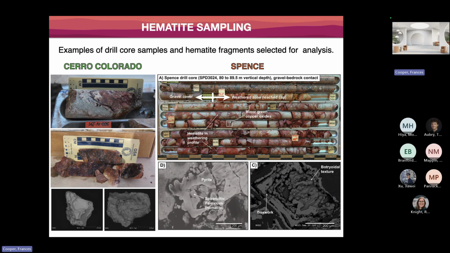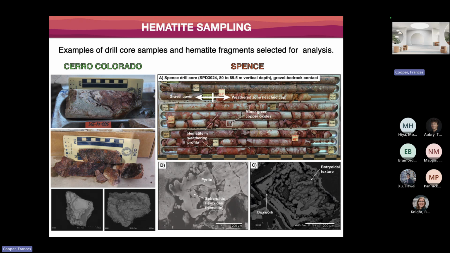Most of the hematite is in veins. So this is a vein or a fracture surface, and the drill core is basically broken open, and you can see it on the surface. Actually, some of the best hematite was the really black stuff that looks a lot like scoria, but it's actually hematite. And then what we end up dating are these little fragments of the hematite. So these are some SEM images of some of the grains that we dated.